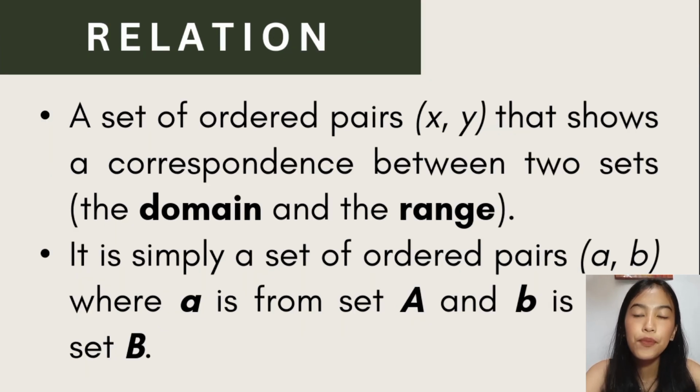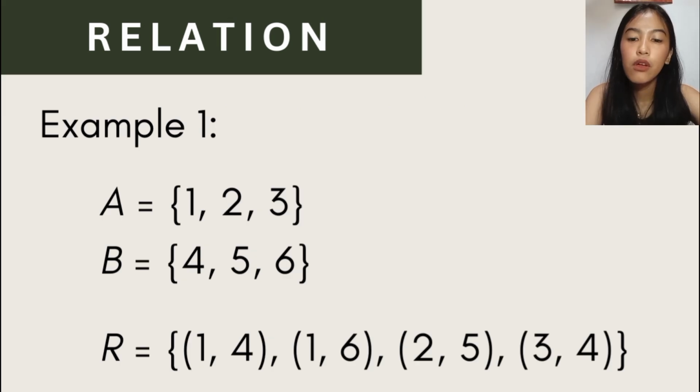Let us first define what a relation is. A relation is a set of ordered pairs (x, y) that shows a correspondence between two sets, the domain and the range. It is simply a set of ordered pairs (a, b), where a is from set A and b is from set B. Example 1: set A has 1, 2, 3 and set B has 4, 5, and 6. The ordered pairs that came from the two given sets are (1, 4), (1, 6), (2, 5), and (3, 4). So it is a relation.